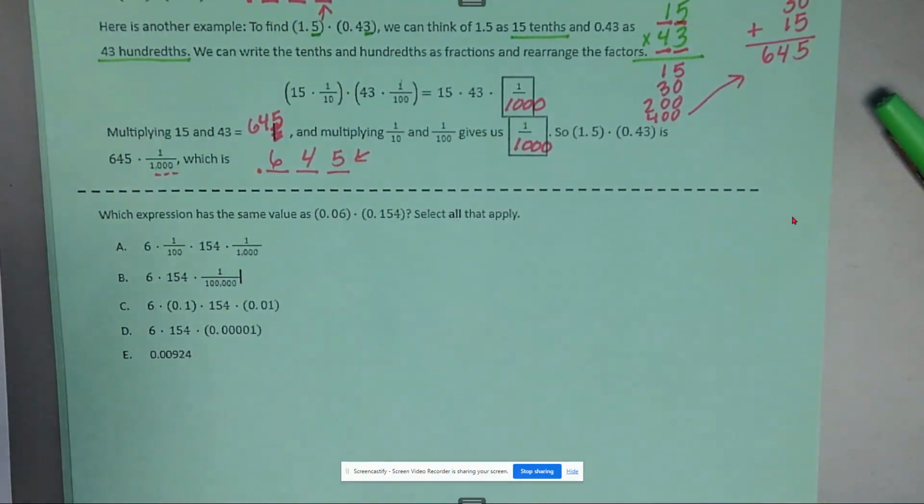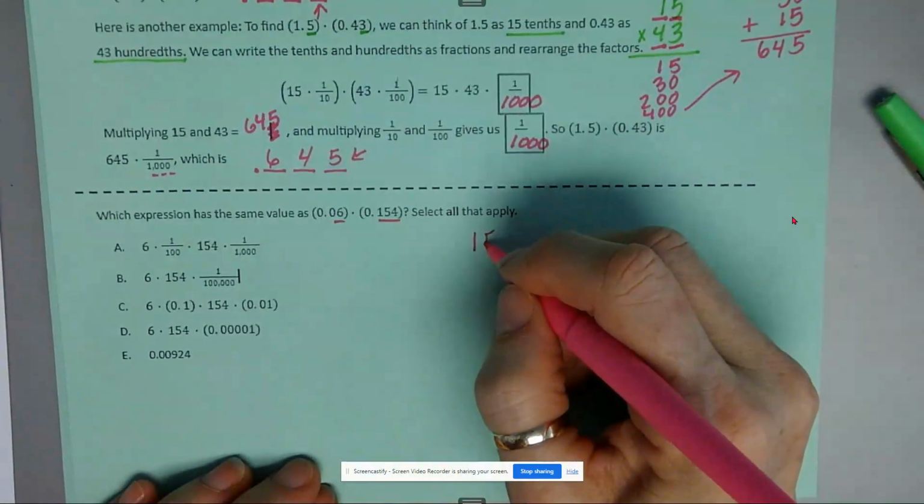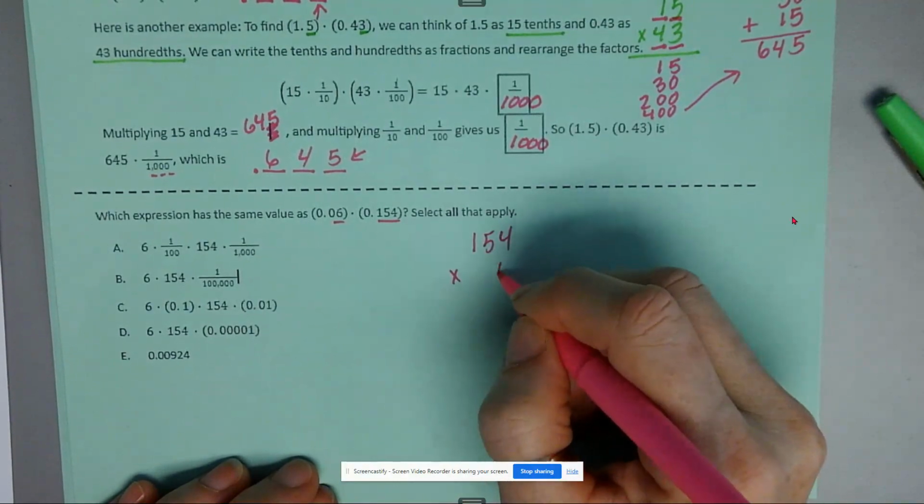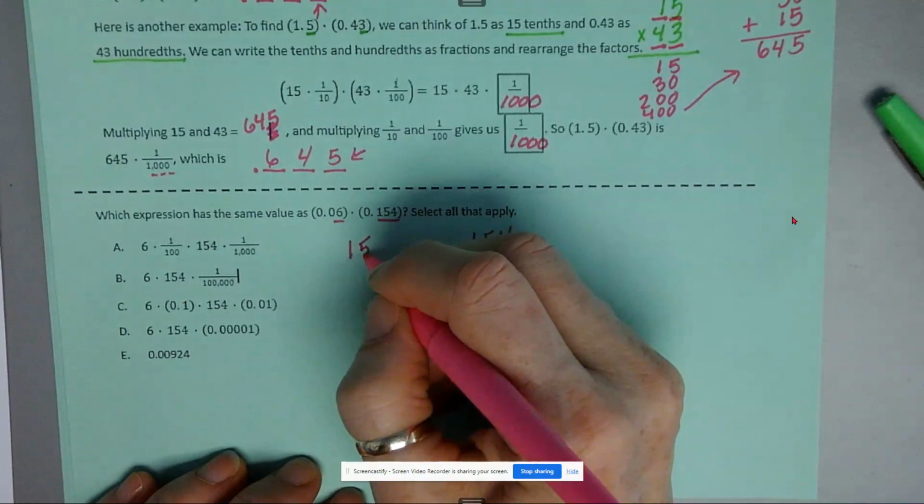All right, starting the next part. First thing you need to do is your 6 times 154. I'm going to do it actually 3 different ways.